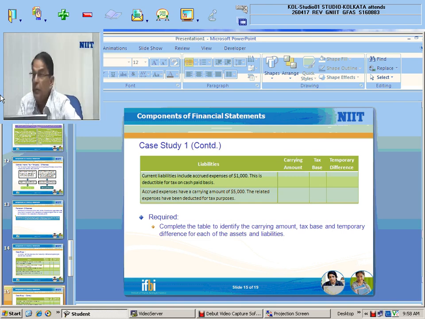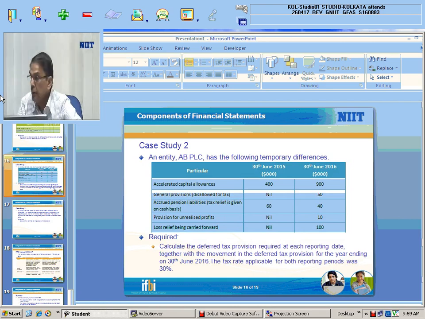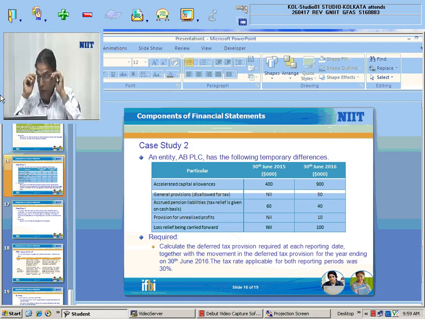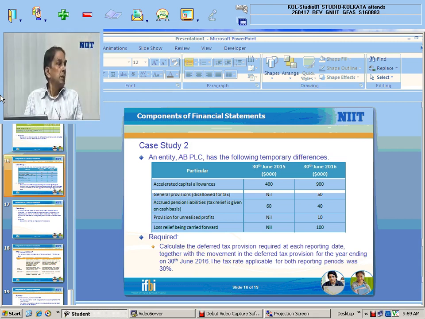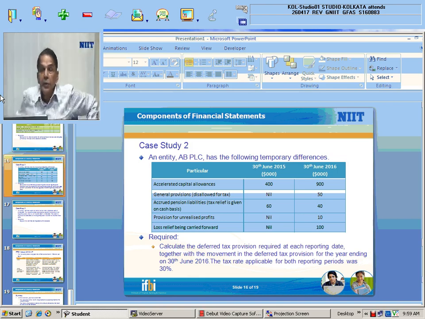Is it clear, all the examples? We look at another case study. An entity AB PLC has the following temporary differences. Okay, we'll do it after a short break. There are 2 more case studies, we'll continue with those after the break. So we'll have a short break at this point of time. Let's have a short break and then we'll resume with this case study 2.